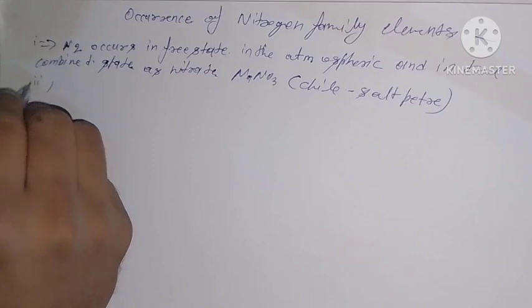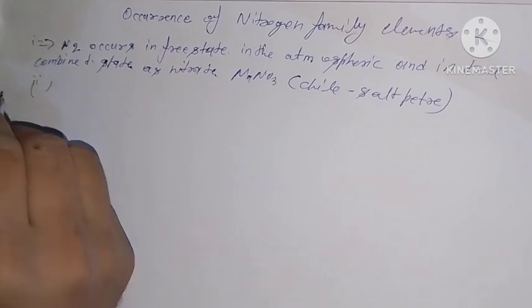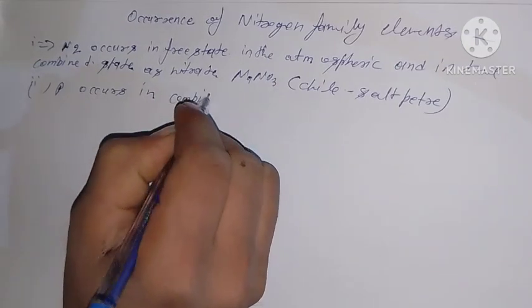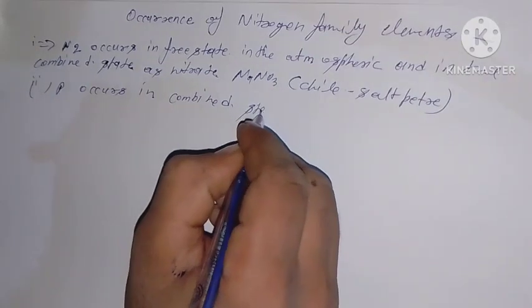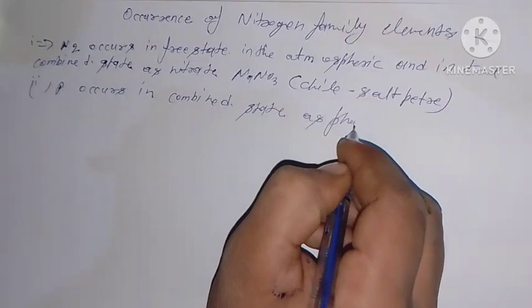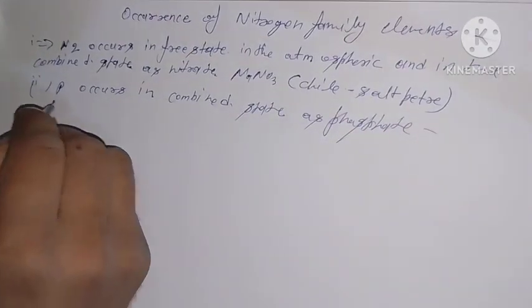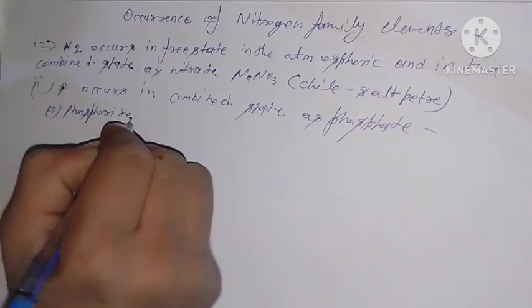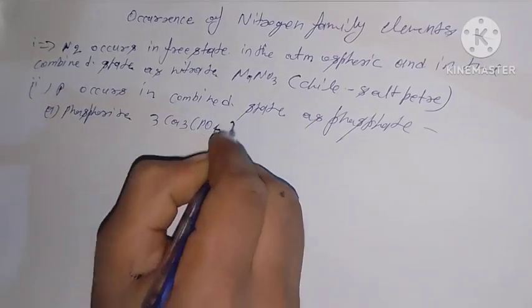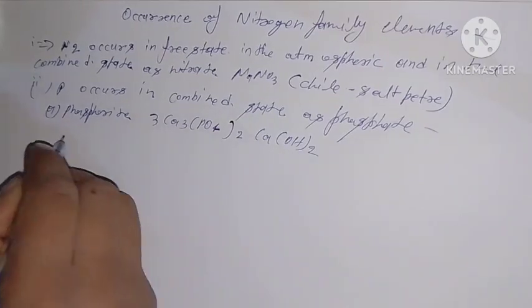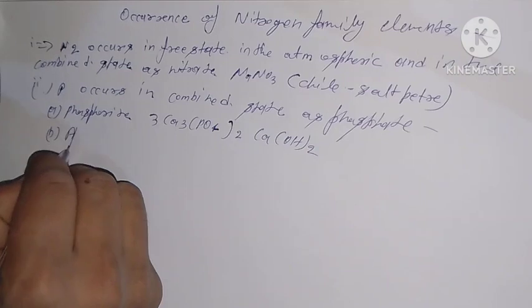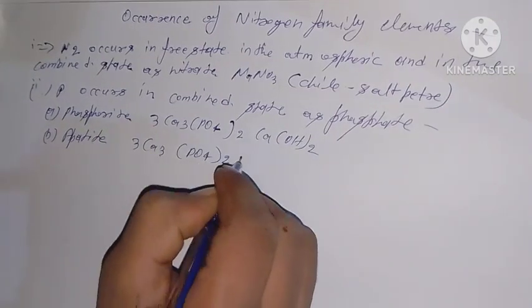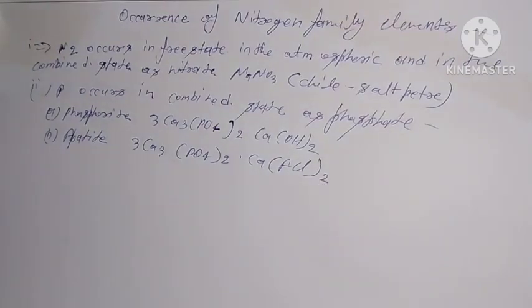Second point: phosphorus occurs in combined state as phosphate. A, phosphorite, 3Ca3(PO4)2·Ca(OH)2. B, apatite, 3Ca3(PO4)2·CaFCl2.